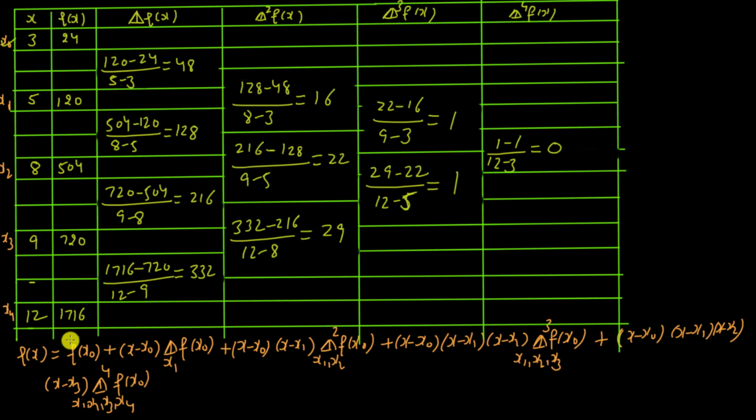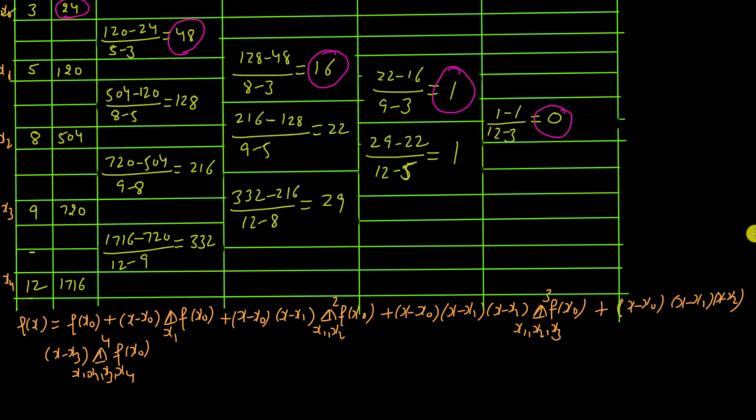Now we'll substitute the value. This f of x naught has the value second order, it is 16, first order it is 48, and here f of x naught is 24. So you should give attention. f of x naught is 24, it is 48, and this is 16. So now we'll find this as third order and 0 as fourth order, and x naught is 3. So I am going to substitute all these values.